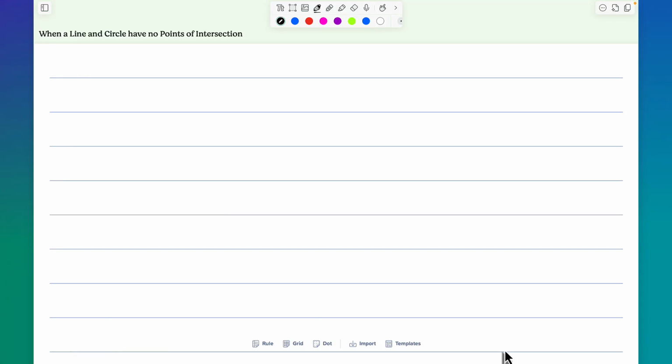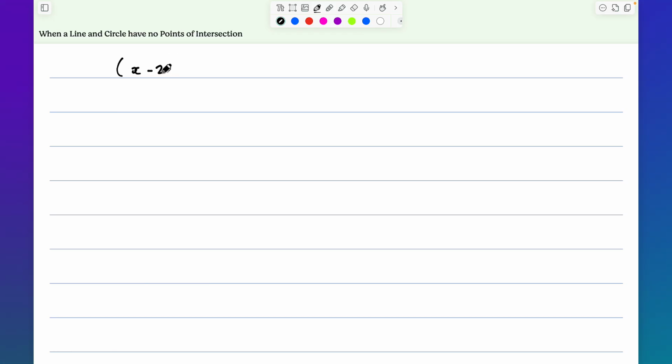In this video, we're going to talk about how to deal with cases where we have a line and a circle, but these two functions don't have a point of intersection. So this is the third and final scenario of our three different cases dealing with types of points of intersection between lines and circles.